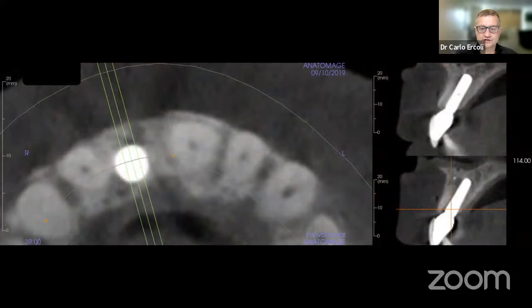Again, this is your cross-sectional imaging of the implant, and you can rest assured that that area, the buccal bone, will actually be in good shape, because if you look at the thickness that we've been able to achieve after a number of years, you know that that buccal bone will actually remain stable.